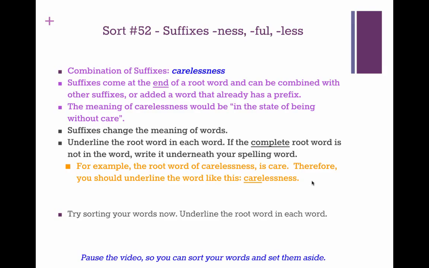And I know this has been tricky before because some people may think that the root word is careless. It's not, because less is a suffix. So can you take off even more? Even though you already took off ness, think, can you take off even more? Could there potentially be another suffix in there? All right, now try sorting your words now. Underline the root word in each word. And then pause the video so you can sort your words and set them aside.